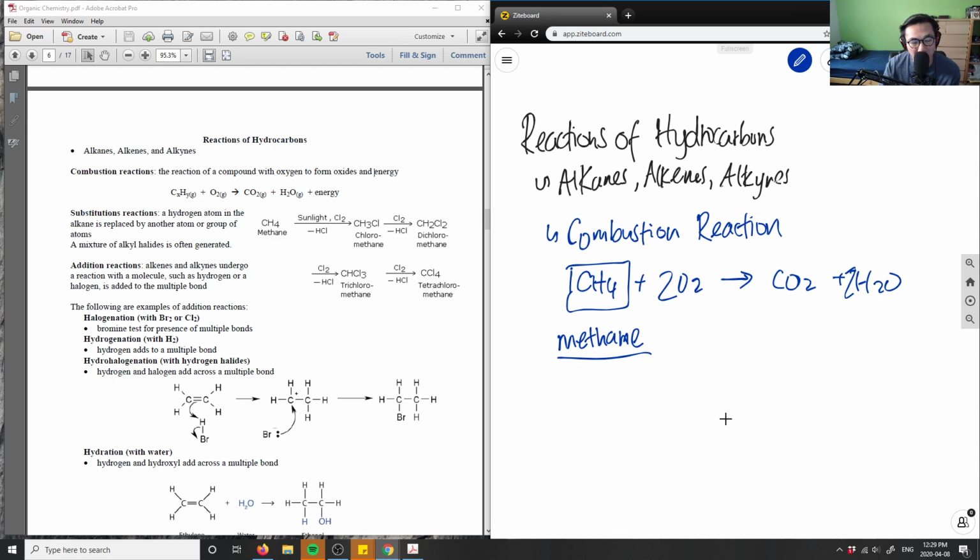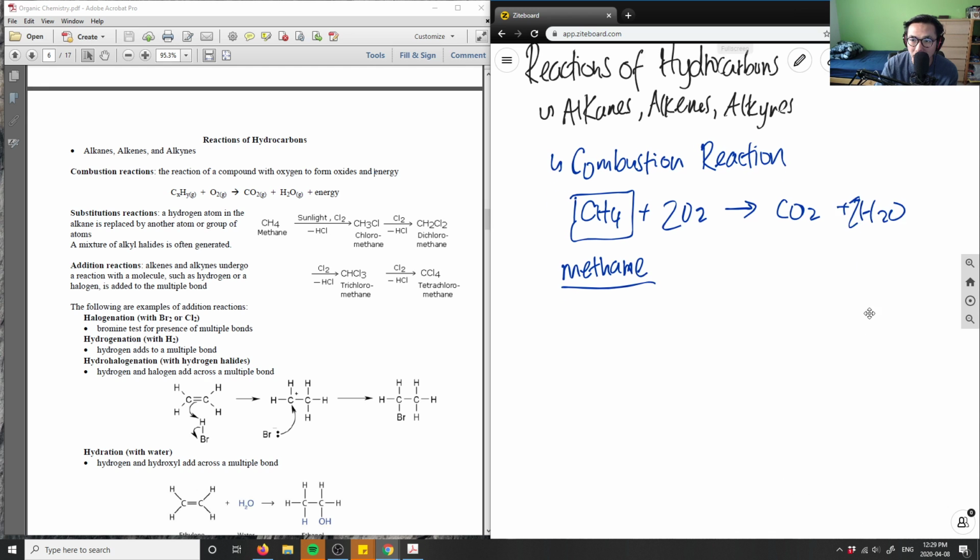In an incomplete combustion reaction, if you recall, if I burn a hydrocarbon, like methane, I'm going to get carbon dioxide and water, but I also get carbon monoxide. I also get soot as well, which is solid carbon. That's a combustion reaction. We're already familiar with that.